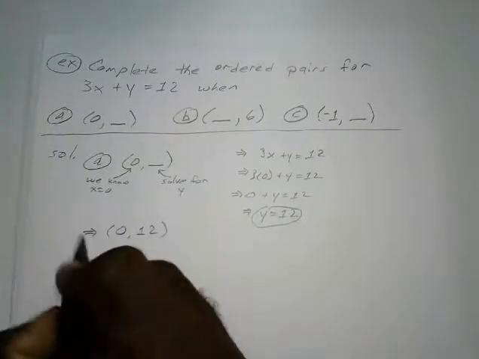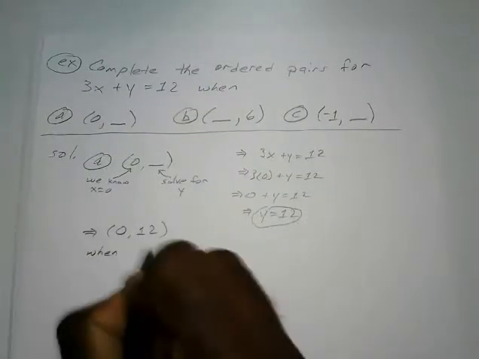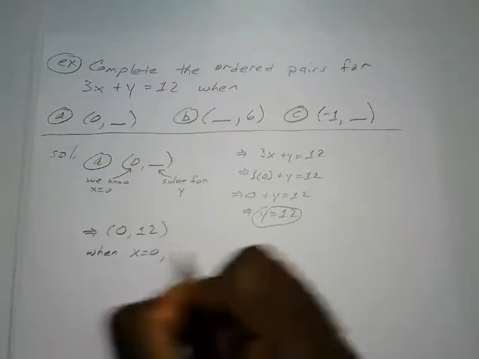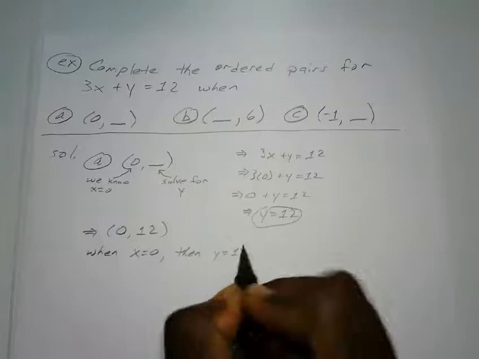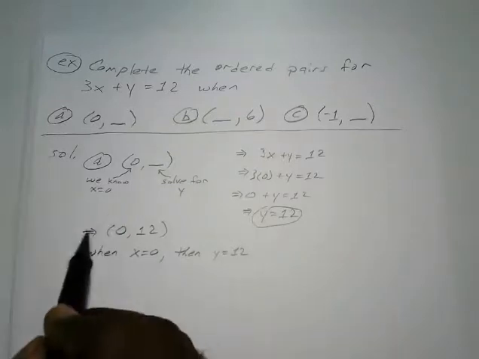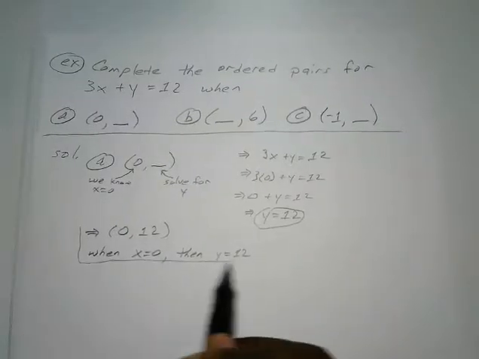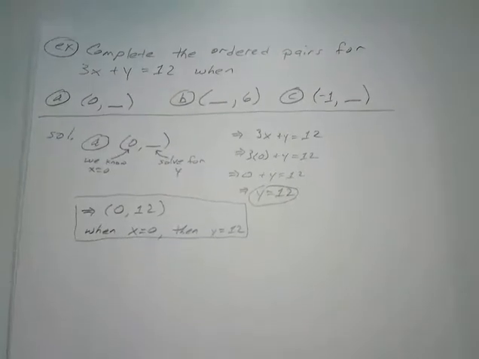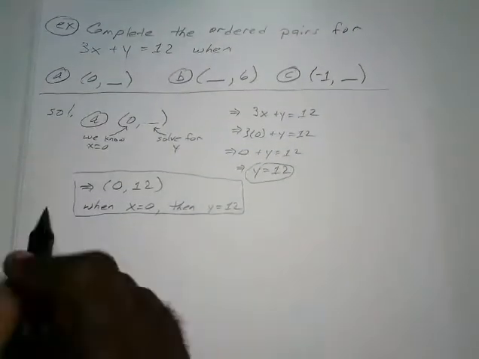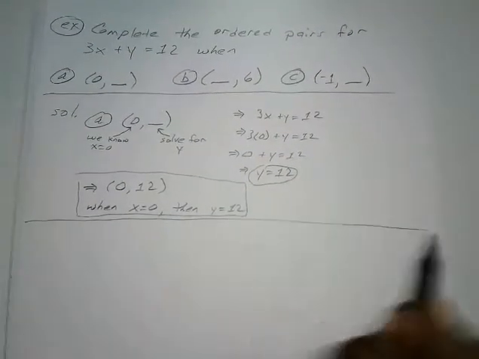Or another way of saying this, when x equals 0, then y equals 12. Okay, hopefully that makes sense. Now we go to B, and we separate that a little bit.